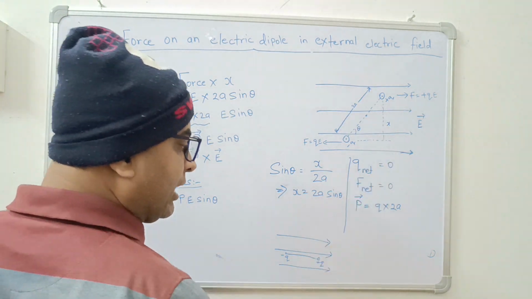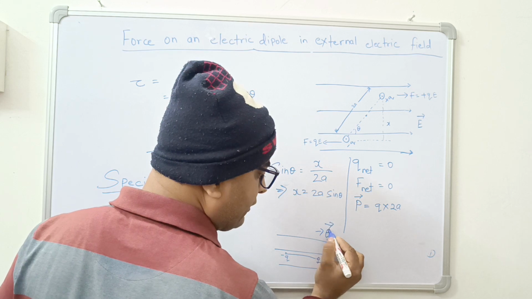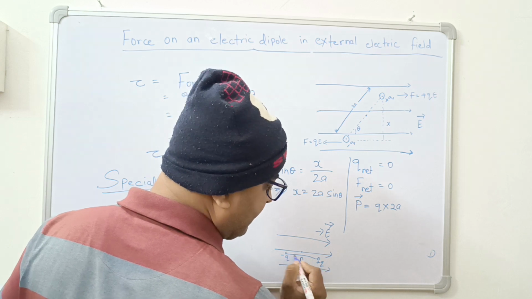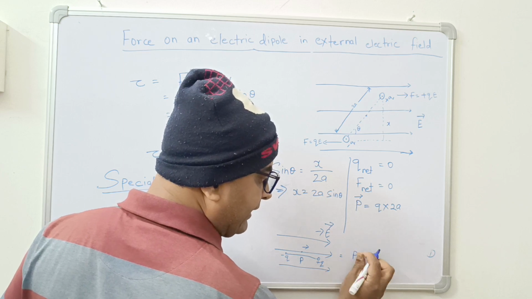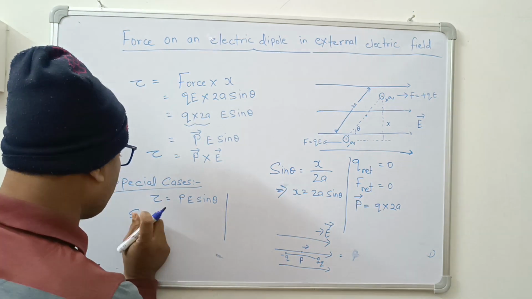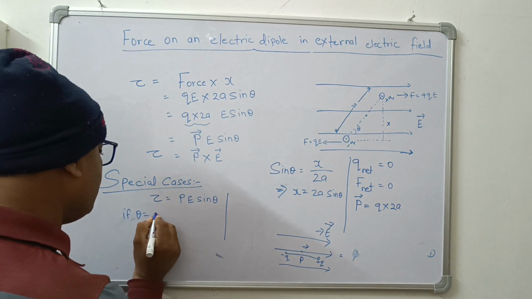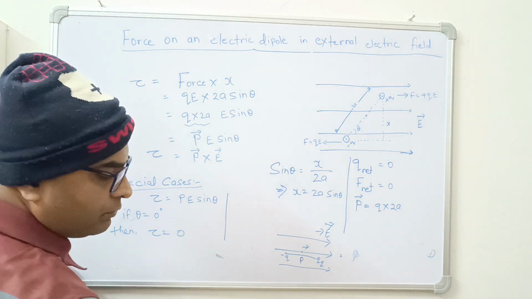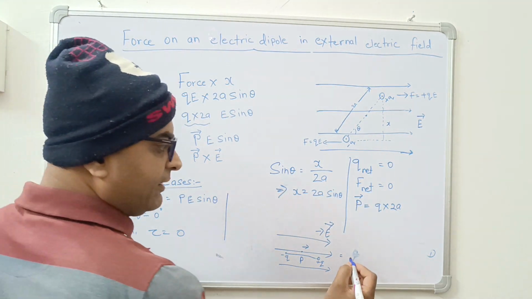Now you can see what the electric field is. The electric field is already in this direction. And what about the electric dipole moment? You can see that the dipole moment goes from negative to positive, so it is also in the same direction. So PE, the angle is theta. If theta equals 0 degrees, then torque is 0.